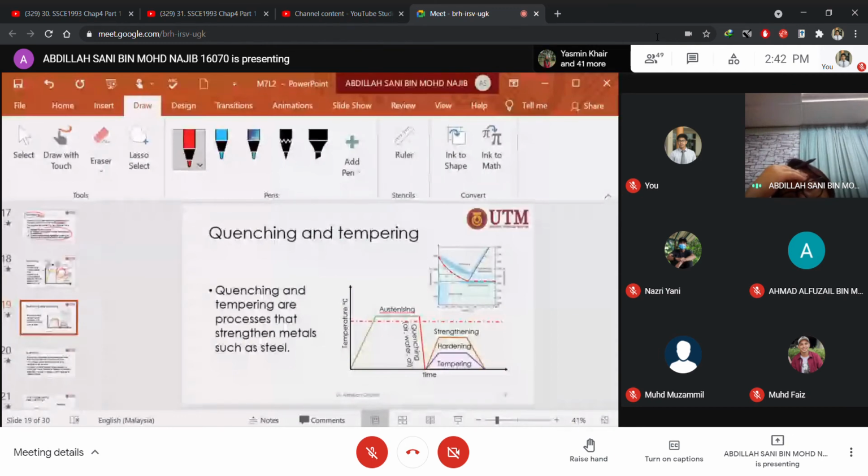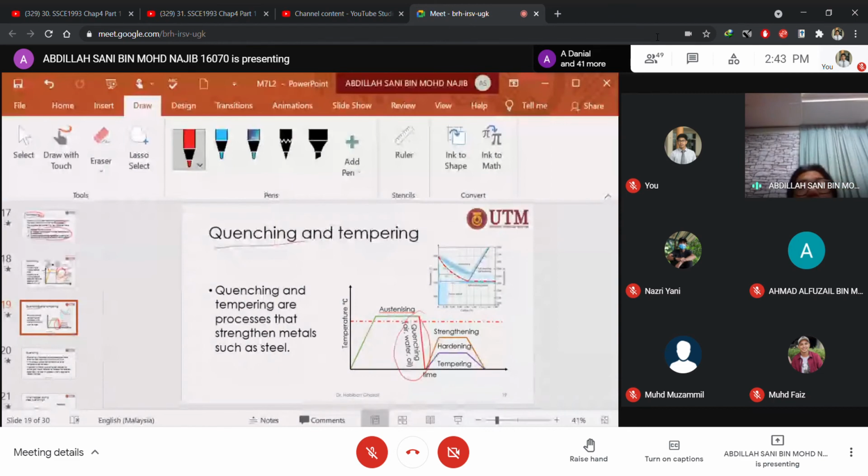Okay, let's see. There is another one, what we call quenching. So quenching is the focus. For normalizing and annealing, the focus is about heating up the material. But quenching is more or less the same, but instead of leaving it in the furnace or leaving it to cool by itself, we make it contact with coolant.